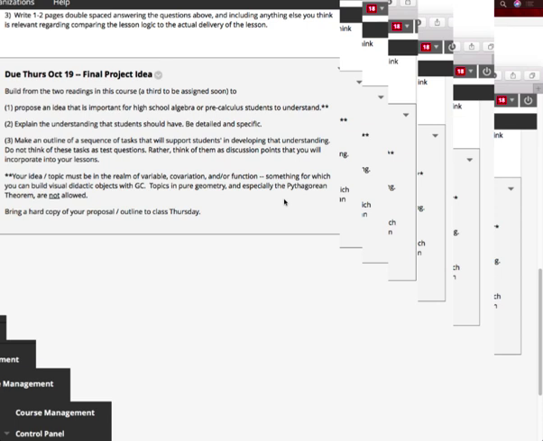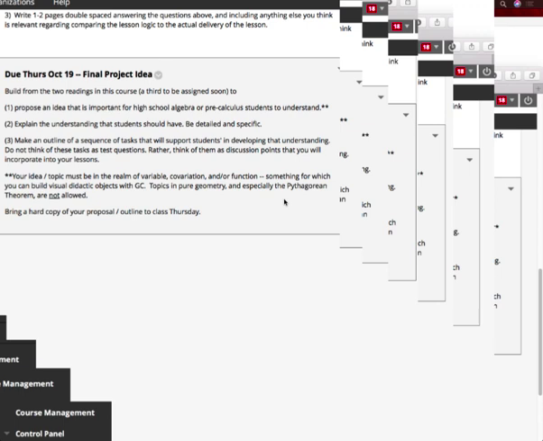And then you think of these as discussion points that you will incorporate into your lessons. Okay, so your idea and topic should be in the realm of variable, covariation, and/or function. So something in pre-calculus or calculus. So when you think about what you want to teach for Tuesday, when you write this up, you want to have something substantive about exactly how you want students to understand what you're going to teach.